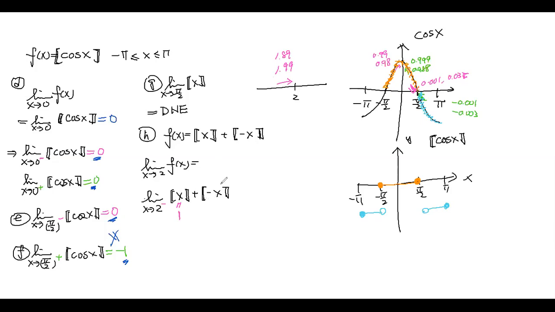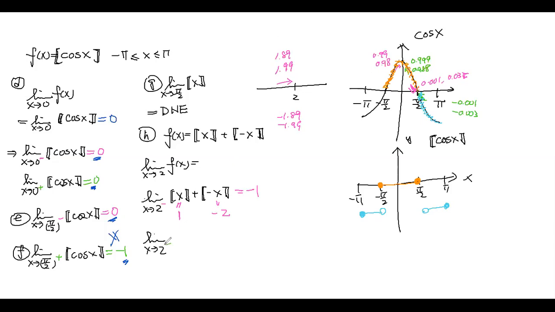Now let's take a look at the negative x. Your x is going to be 1.89, 1.99, so the negative x will be negative 1.89, negative 1.99. Then what is the greatest integer less than these numbers? It will be negative 2. So what is the final answer for this one? It's negative 1.